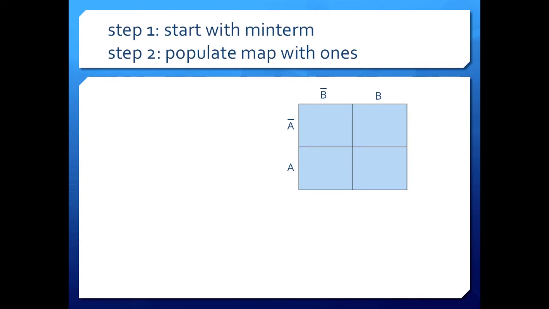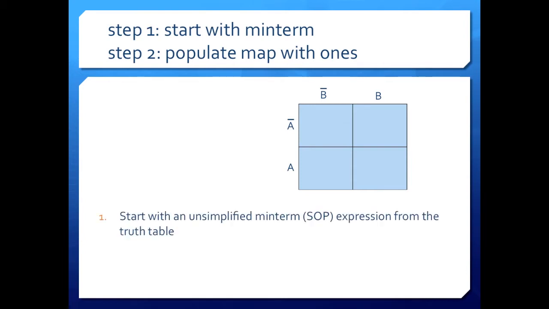Now, I could have started with a truth table, or I could have started with a min-term expression. It's really completely up to you how you want to start that process. Some of you may want to start with the truth table and go right from the truth table and populate the ones. Others may want to start with the unsimplified min-term expression, or the sum of products expression, and start from there. It's really up to you.